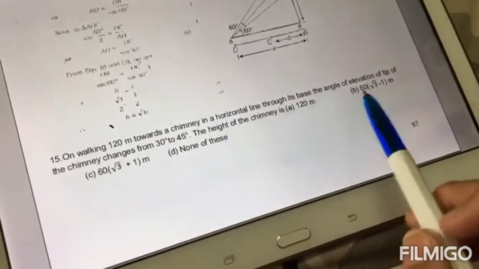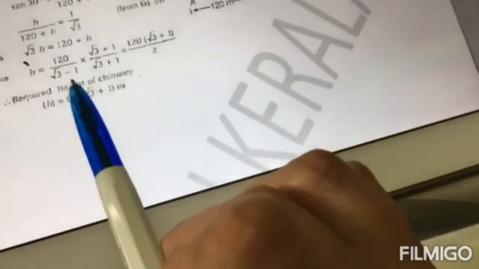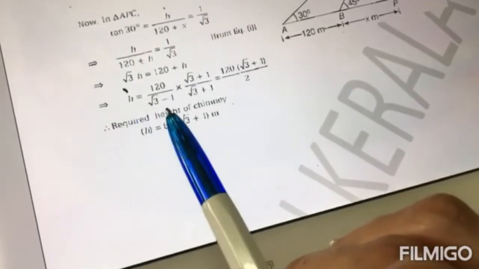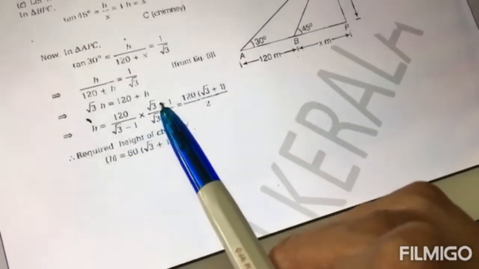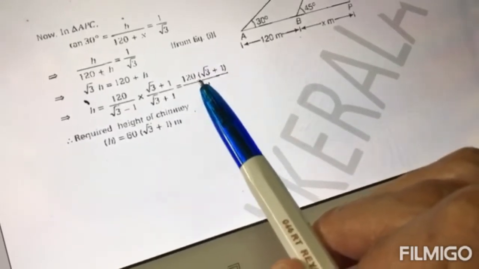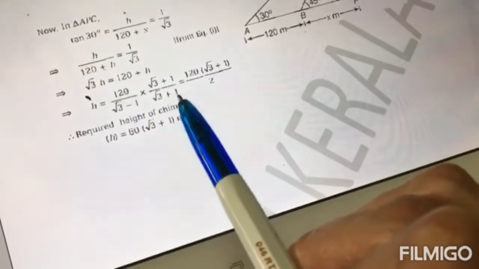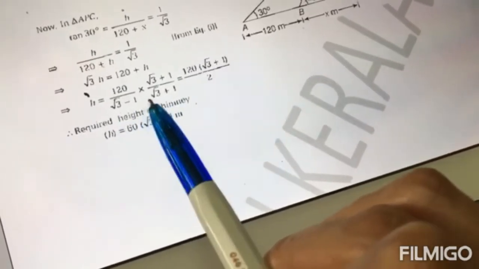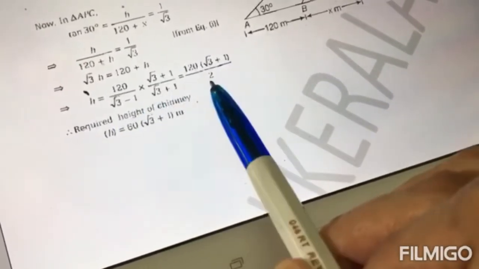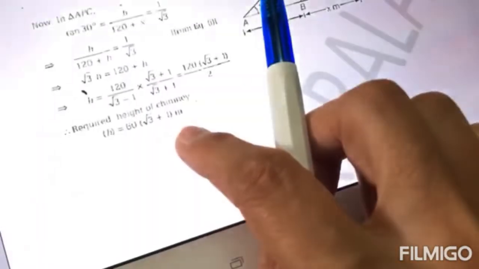Well, it looks like none of these, but let's see if we can simplify the equation to get it this way. So what have we done here? We got this answer 120 divided by root 3 minus 1. Now they have multiplied the numerator and denominator by root 3 plus 1. So I get 120 into root 3 plus 1. This becomes a minus b into a plus b, which is a square minus b square, which is 3 minus 1, which is 2. And when you divide it, you'll get 60 into root 3 plus 1, which is the answer.